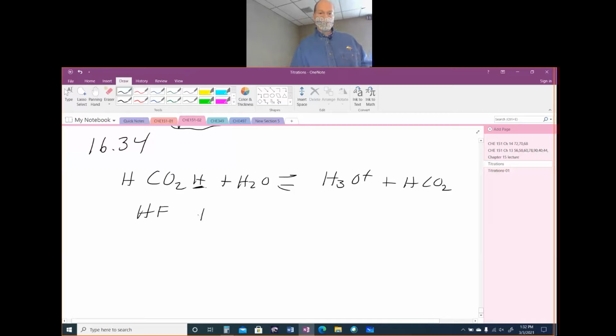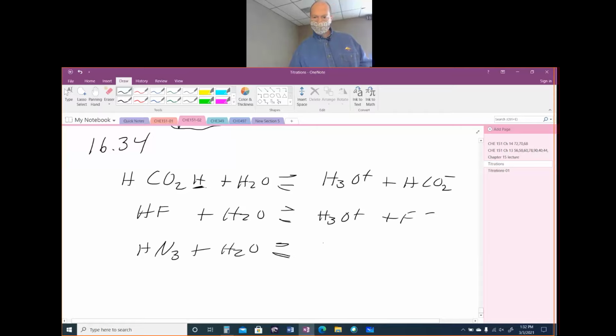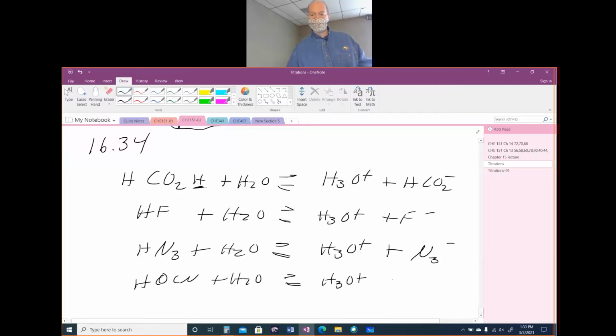Then your HF plus H2O, either H that you take off is fine. Here you got your H3O plus and your F minus. I say it doesn't matter, but if the directions say you need H3O plus, then you have to follow the directions. Normally it doesn't say that, but if it does, here is what you would write. And then your HOCN plus H2O. Again, remember, it's the same if you use H3O plus or if you simply use H plus. But those are the four answers for 34.